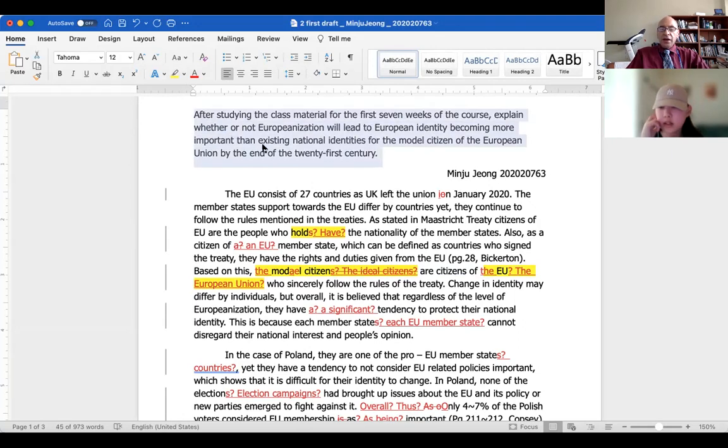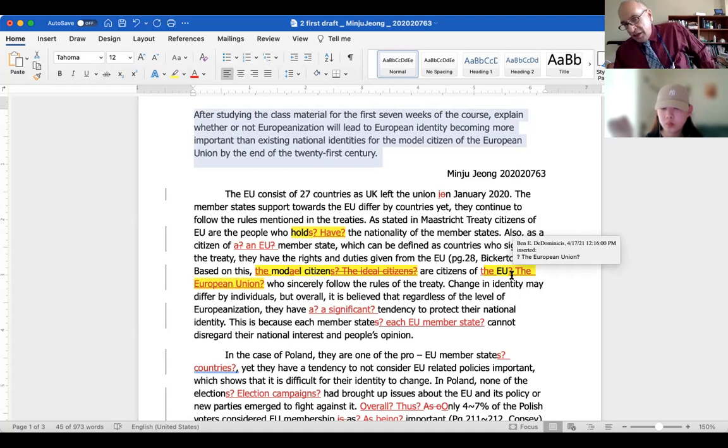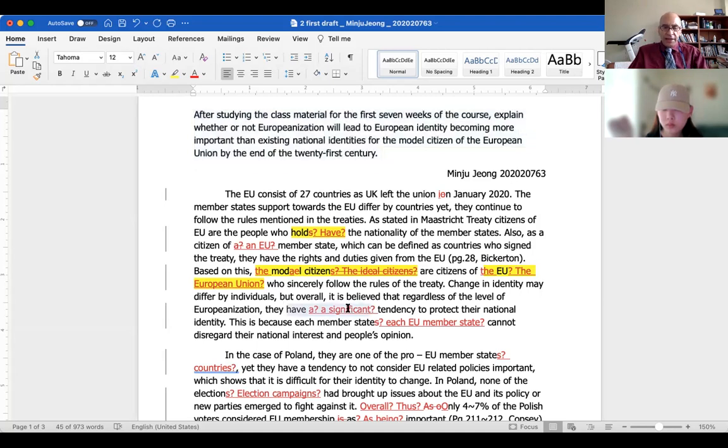Yes. That the typical citizen of Germany or Italy or France feels that they are also citizens of Europe and they must follow European rules. And you're never going to get everybody like that, but you want to get the most common, typical Frenchman or German or Italian or Bulgarian or Estonian. Will that emerge in 80 years? Change in identity may differ by individuals, but overall it is believed that regardless of the level of Europeanization they have, a significant. Either one's okay. I mean, and that's probably never going to go away in terms of national identity being very important.